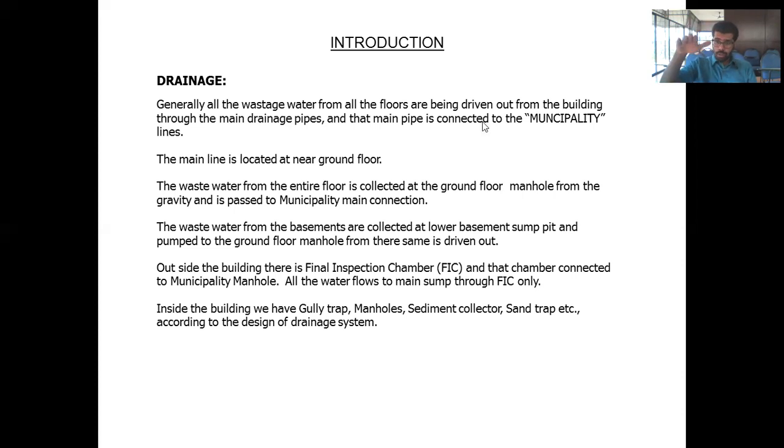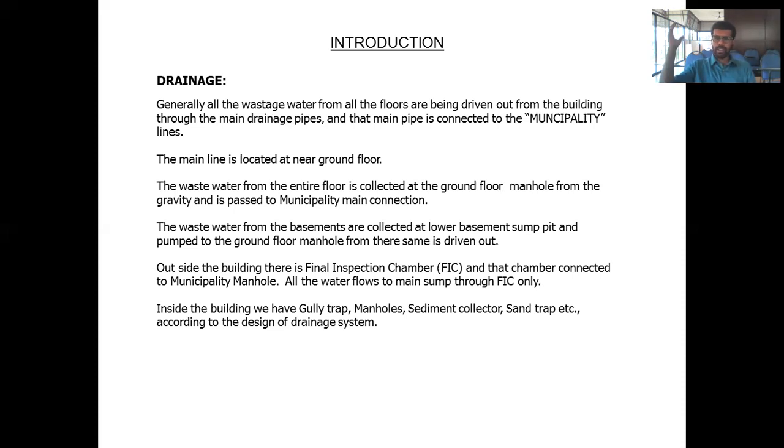If it is below the ground level, you have to make a separate tank, and from there pump it to the main manhole on the ground floor. Now, outside of the building, there is a final inspection chamber, and that chamber is connected to the municipality manhole. There will be different small manholes, which will be connected to the final inspection chamber. Then from there only, it is connected to the municipal manhole.